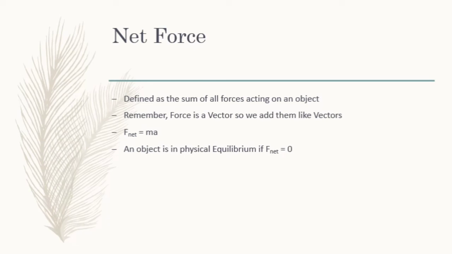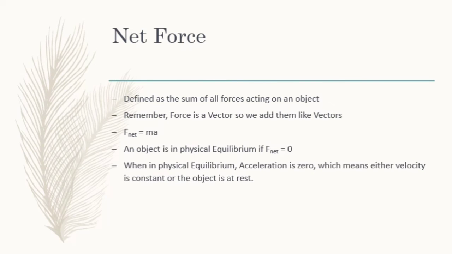An object is in physical equilibrium if F net is equal to 0. So if F net is equal to 0, then acceleration is 0, because you're not going to have 0 mass if you're talking about an object. So when in physical equilibrium, acceleration is 0, which means either velocity is constant or the object is at rest. If your problem says any of those two things, that means your F net is 0. Sum of all forces will be 0. So when trying to determine net force, we often start off with a free body diagram. So we're going to learn a little bit more about that.